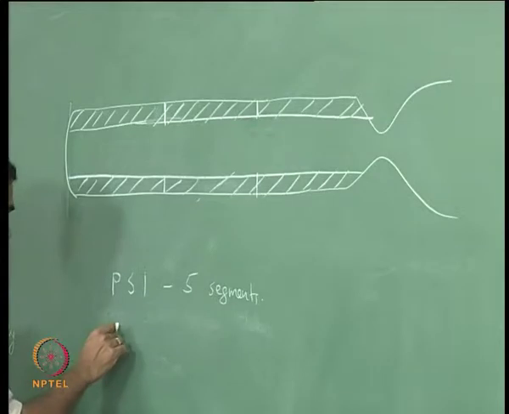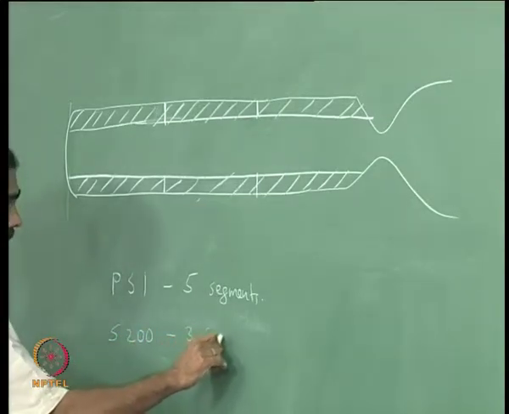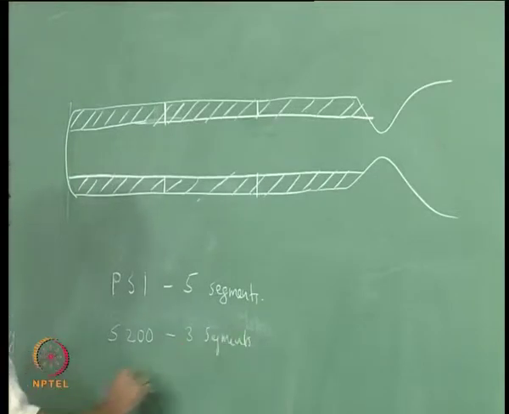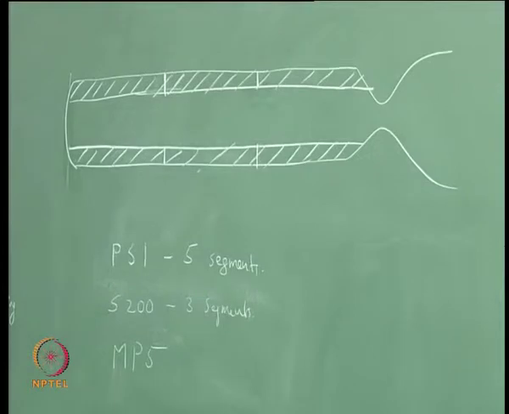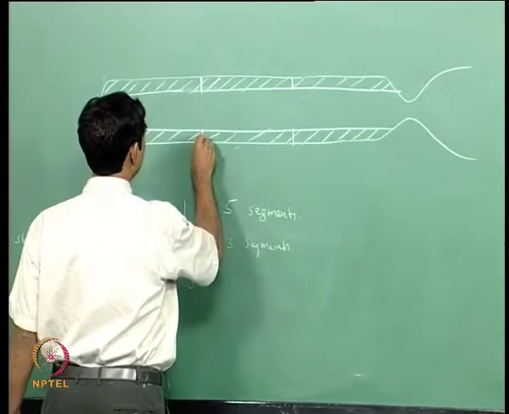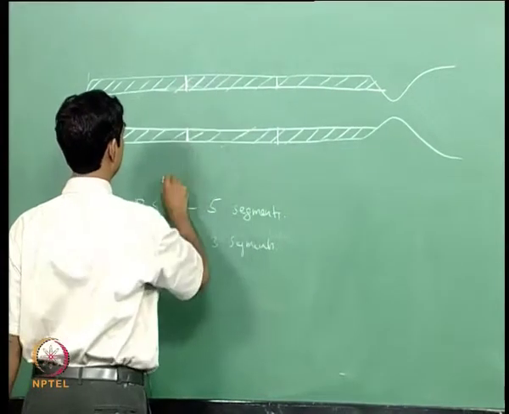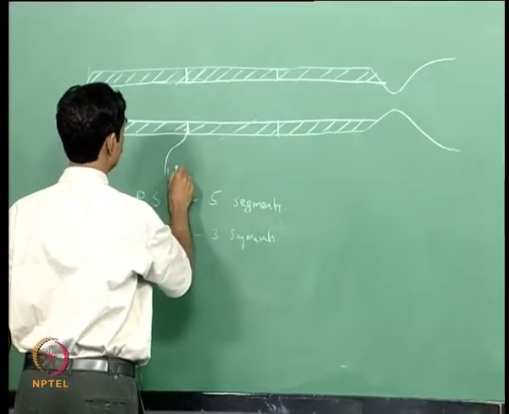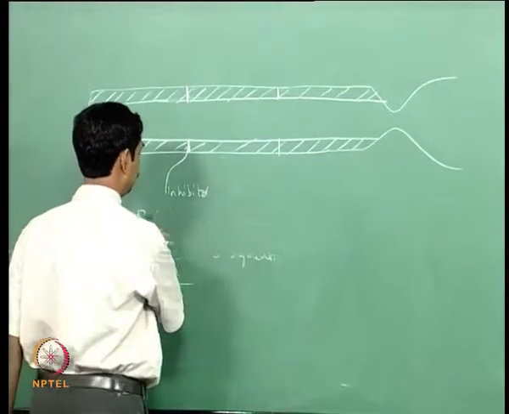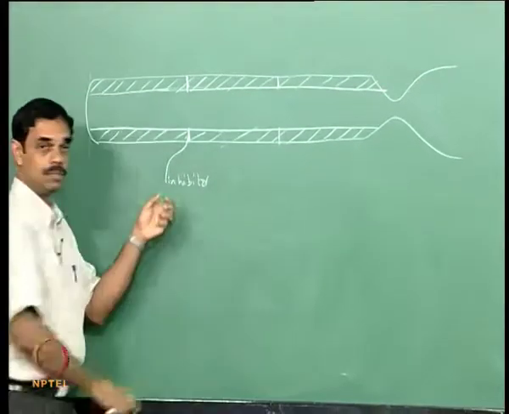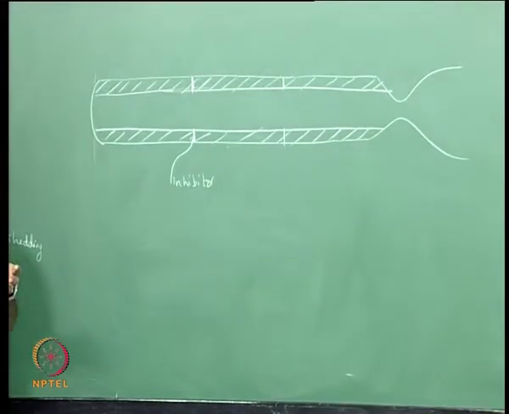The new motor ISRO was building, called S200, has 3 segments. I think Ariane's MPS motor has also got 3 segments. So what they do is, between the segments you have what is called the inhibitor. This is some material which will burn slowly or inhibits the burning.